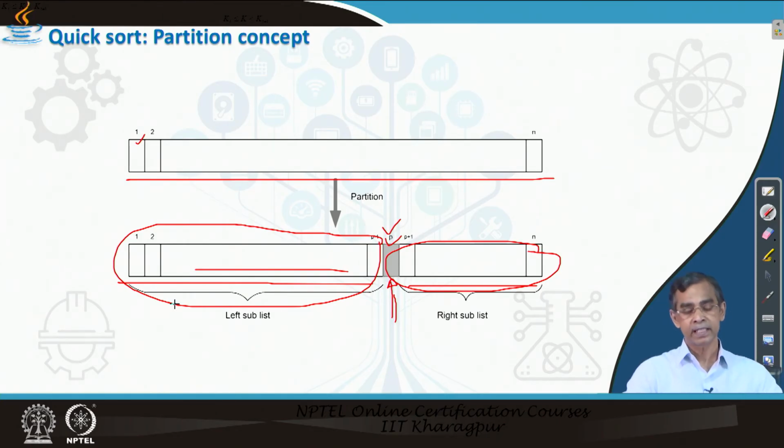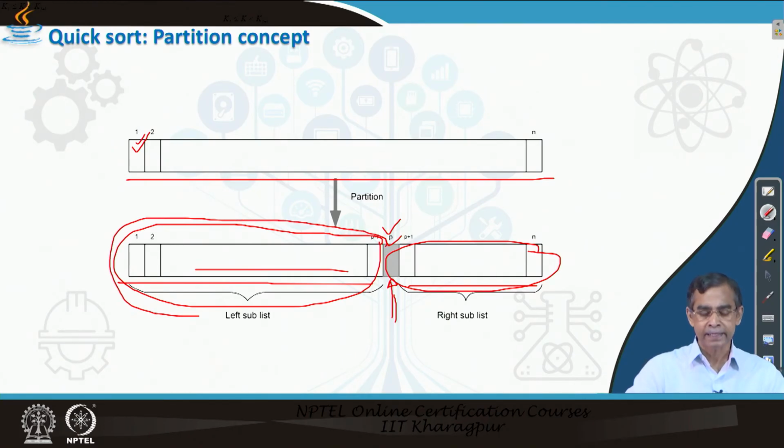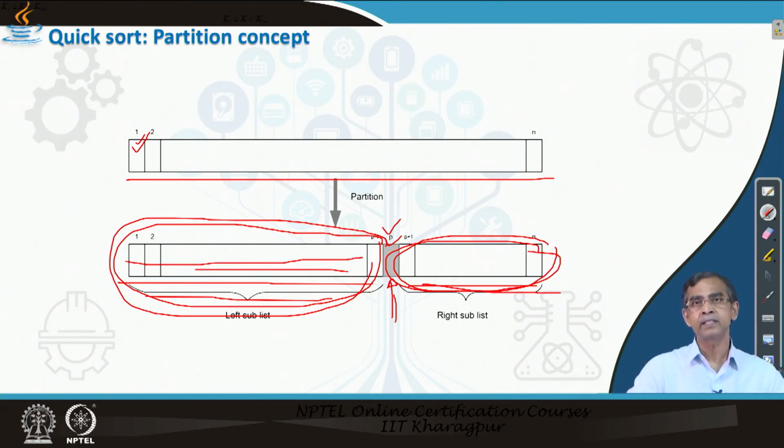Now, this is called partition. Partition means we have to select any one number, say the first number, and this is the pivot number, and place it in the list in such a way that it will divide the list into two parts. Now, this part is called the left list and this is called the right list. Here data is not necessarily in sorted order, and here also data is not necessarily in sorted order.